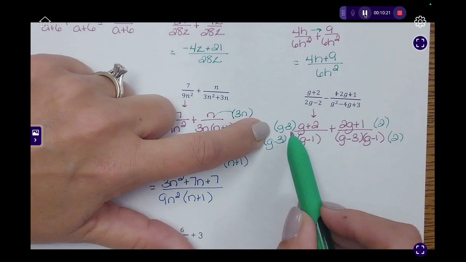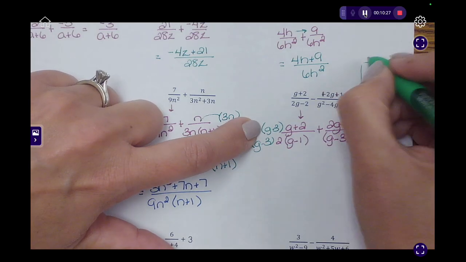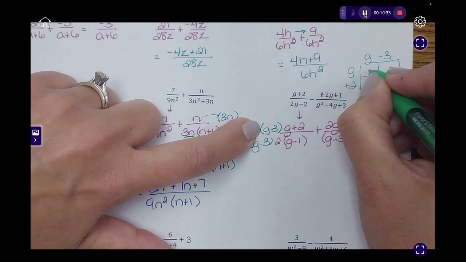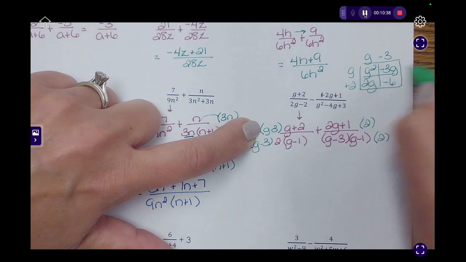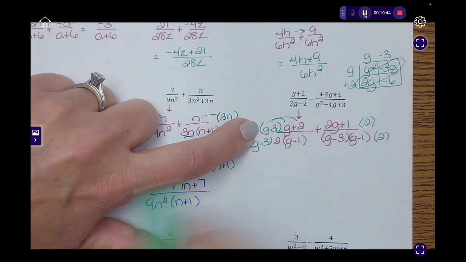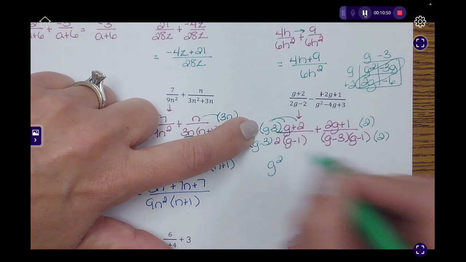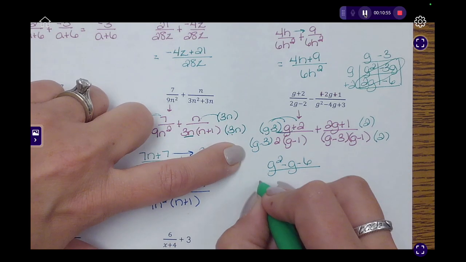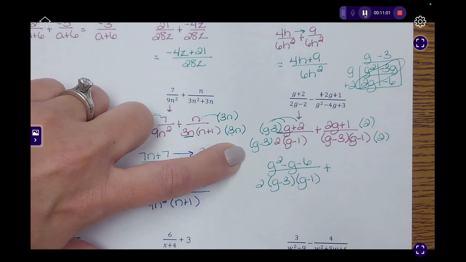Okay? If you need to, right here, this is where you can do the box method or you can do the FOIL method, but I am multiplying g minus 3 times g plus 2. So this is going to give me the g squared minus 3g plus 2g minus 6. Remember, those like terms are always in that middle. So if you do that FOIL method, or you can do the box method, when I multiply those together, you're going to get the g squared minus g minus 6. And then on the bottom, I have a 2, I have a g minus 3, and a g minus 1. That's my common denominator.